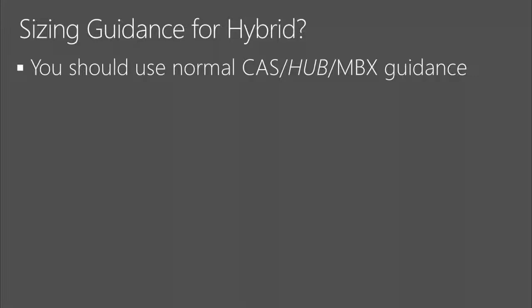Back to the presentation. So you should use normal CAS, hub, mailbox guidance. And if you think about what I just talked about on the previous slide, when you introduce 2013 into the environment, it's for a very similar reason. You don't want to just throw in one server because it's not going to be sized properly. But if you have enough CAS servers and enough mailbox servers to work with your on-premises deployment, as you move mailboxes to the cloud, the dependency becomes less on-premises. So at the end of the day, if you were sized properly for the number of users you had, then you're going to be sized properly for hybrid, okay?